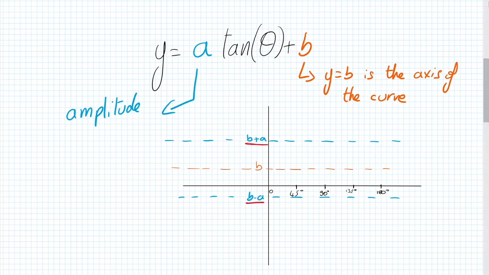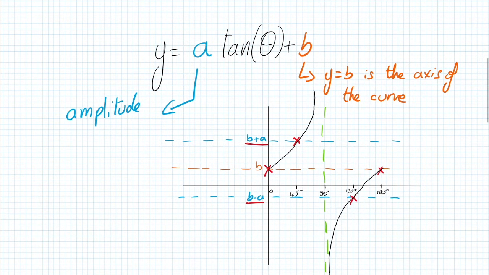When you have to graph your tangent, the first thing you need to do is to place your asymptotes. The asymptote will always be at 90 degrees and every 180 degrees after that. After that, we know that for 0 degrees we're at the axis of the curve. For 45 degrees we're at b plus a, so axis of the curve plus the amplitude. At 90 degrees we have the asymptote. At 135 degrees we're at b minus a, so axis of the curve minus the amplitude, then the axis of the curve. And if you continue, you can just repeat the period over and over again. Remember that we go close to the asymptote, but we never touch it. So your graph shouldn't touch the asymptote even though you go very close to it.